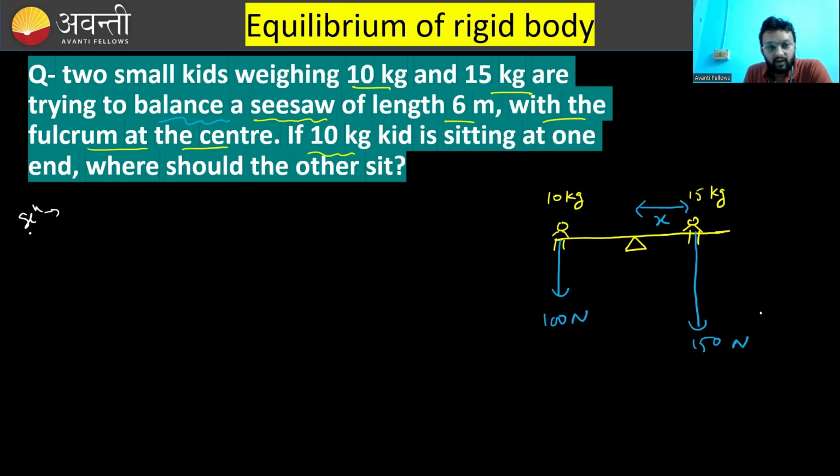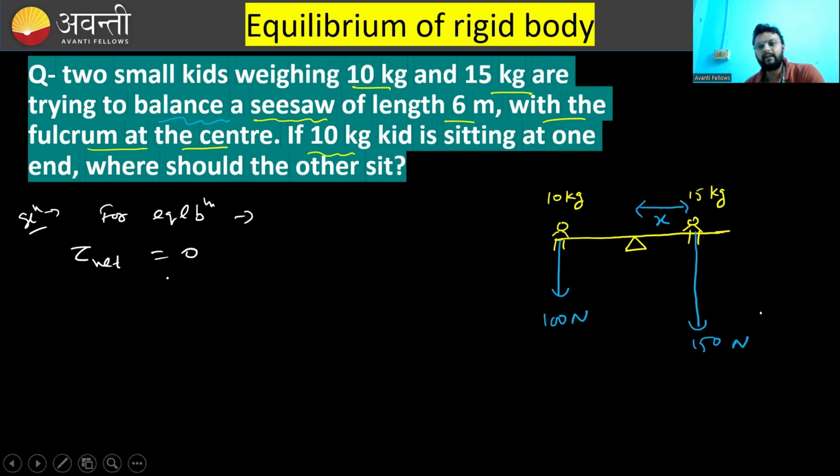Now, remember one thing. For equilibrium, what we have studied is that the net torque should be zero. So first of all, identify the number of forces. You can say there are two forces actually. There will be another force, the reaction force, but we are not going to deal with it right now. One force is 100 Newton, another force is 150 Newton. So the net torque on the system should be zero.